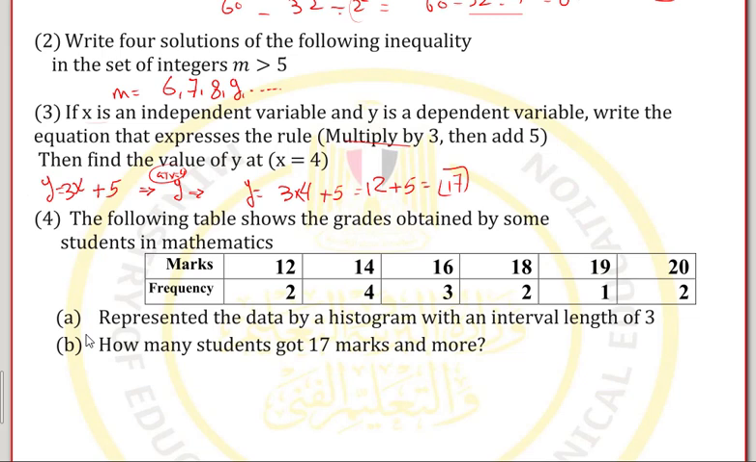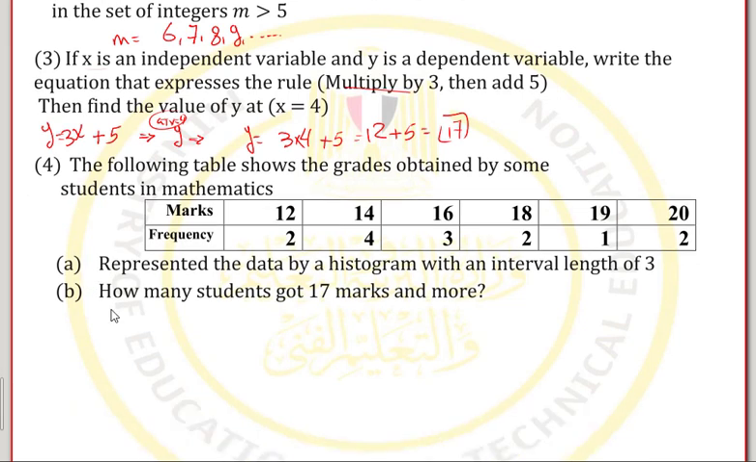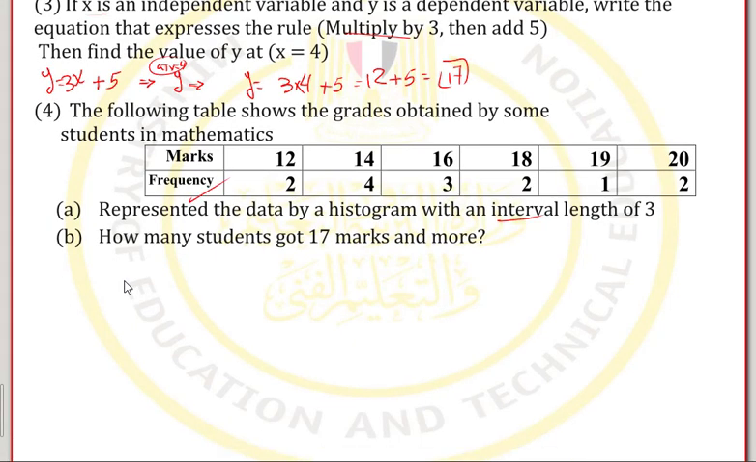Question number 4: the following table shows the grades obtained by some students in mathematics. So we have the marks and we have the frequency. All we need to do is make the intervals, and we already have the frequency, so we can draw it easily. So let's make the interval table.